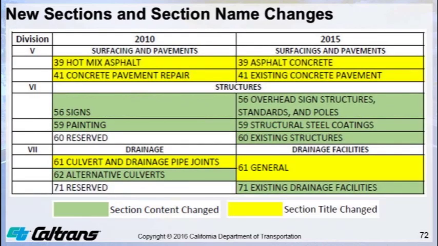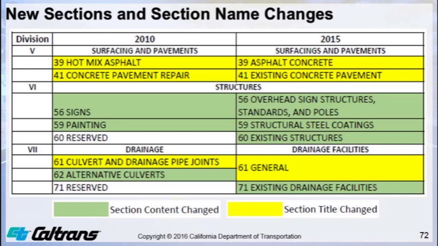So as a reminder, green indicates the name and the content of the section change, yellow indicates the section name change, but the content remained mostly the same. So in Division 5, Surfacing and Pavements, 2010 Section 39 Hot Mix Asphalt is renamed to 2015 Section 39 Asphalt Concrete. 2010 Section 41 Concrete Pavement Repair is renamed to 2015 Section 41 Existing Concrete Pavement.